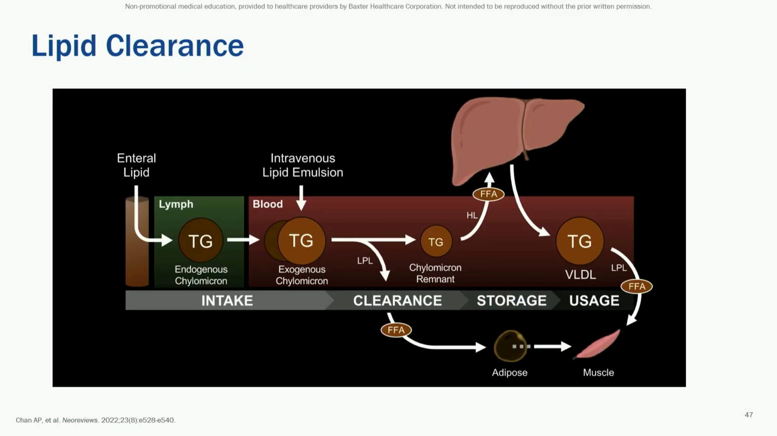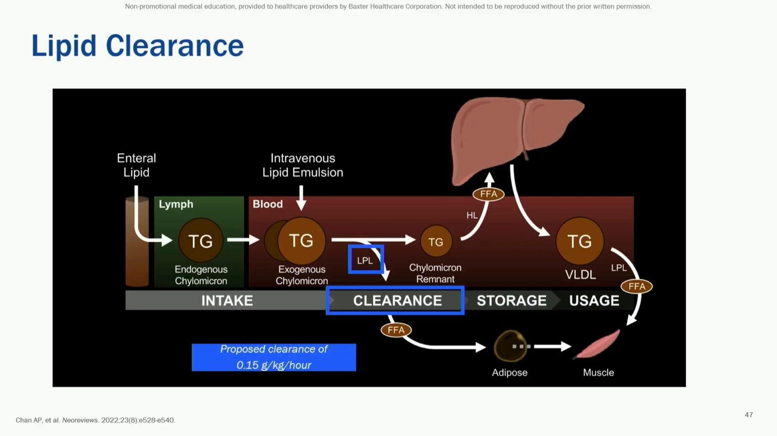I'm not going to dive too much into this because the queen of lipids is here, but when we think about the proposed clearance rate for lipids, there's a proposed rate of 0.15 gram per kilo per hour. And that comes from thinking about our triglyceride limitations, that lower level is theoretical due to presumed lower activity of lipoprotein lipase.